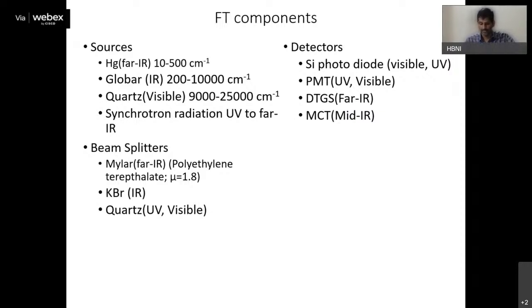Then, depending upon the region, one has to select a detector, like a silicon photodiode in the visible and UV region. PMT also can be used. In the far IR region, you have to use a TGS detector, or in the mid IR range, one has to use the MCT detector, and accordingly one has to select the beam splitter as well.